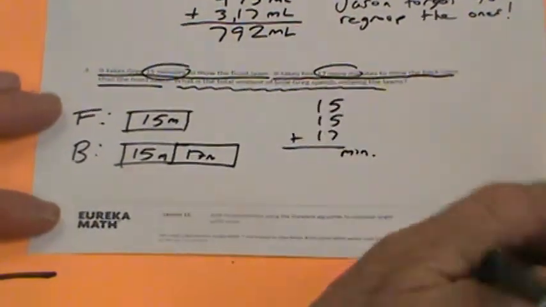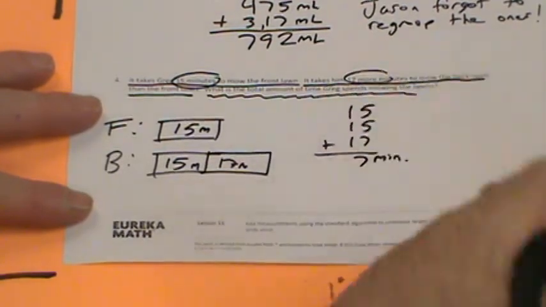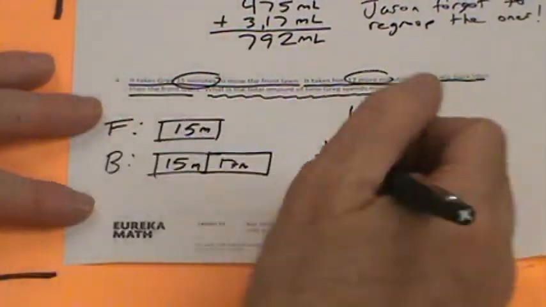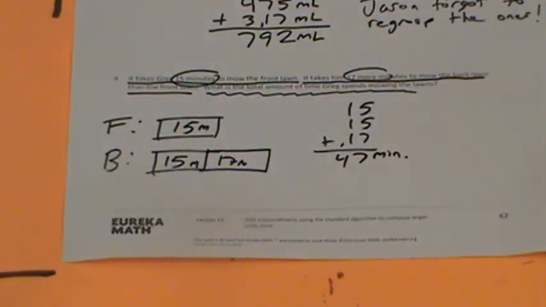Here's an easy strategy. 5 plus 5 is 10, right? We know 5 times 2 is 10. Plus another 7 is 17. Bring the 1 over, right? 17. 1, 2, 3, 4. That poor kid spends 47 minutes mowing the lawn.